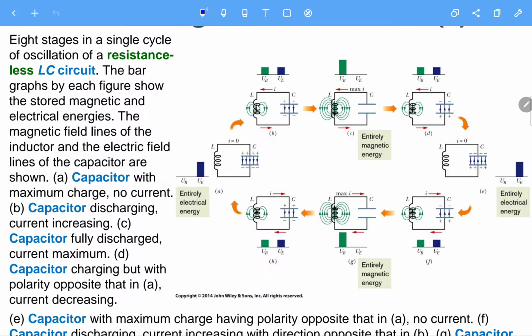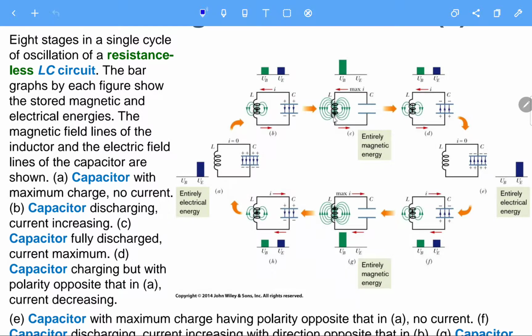So this process will go on until all the UE becomes UB, and in that case, there will be no voltage difference between the parallel plate, and the current will be maximized in this situation. So the magnetic field will be the strongest. So we have all the UB, but no UE.